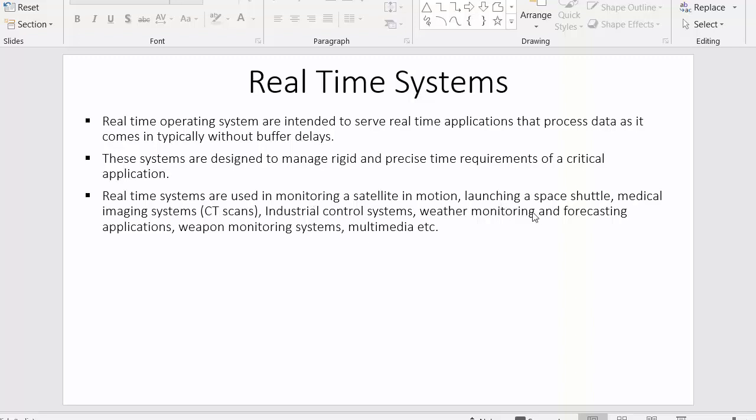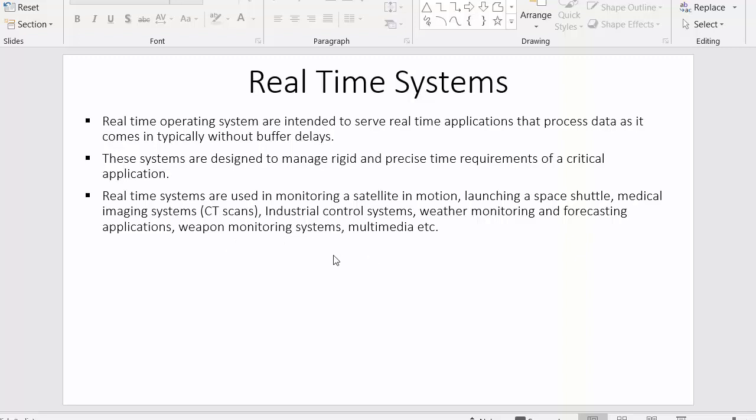And then launching a space shuttle. That is also a crucial situation. Next is medical imaging systems. This one is also important because the moment when we are scanning the person, at that time itself we need to get the data. And then industrial control systems, weather monitoring and forecasting system applications, weapon monitoring systems, multimedia.